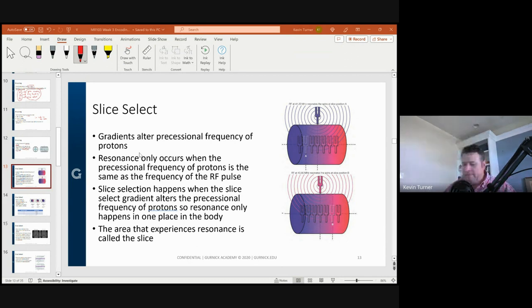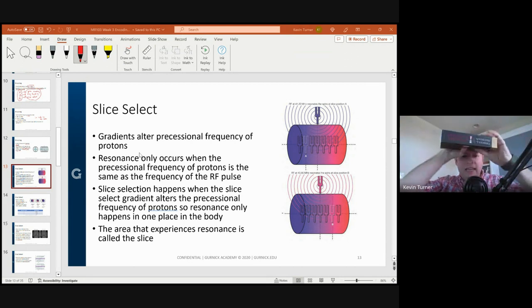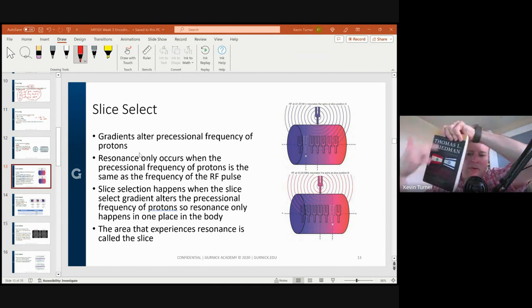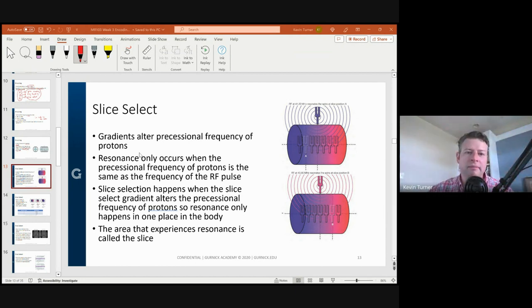Sorry, grab a book real quick. The way I like to think about this is that our slice is an area inside of the patient, and we take that slice and press it down and turn it into a two-dimensional picture on the screen. So a slice is the area in the patient that we're scanning, and then the slice turns into an image. If I have 20 slices, I will end up with 20 images, because each slice becomes an image.